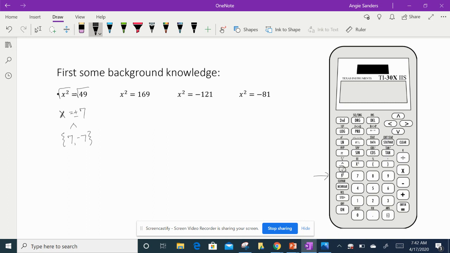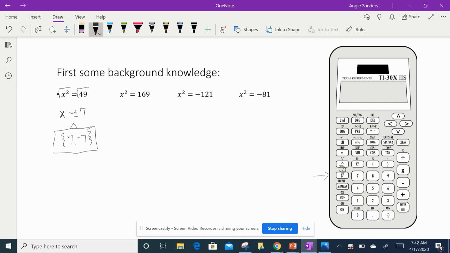And the reason for that is when I come back and plug it into my original problem, if I take 7 squared, I do get an answer of 49. But if I take negative 7 squared, negative 7 times negative 7, I also get that answer of 49. Therefore, I want to make sure that I include both answers.